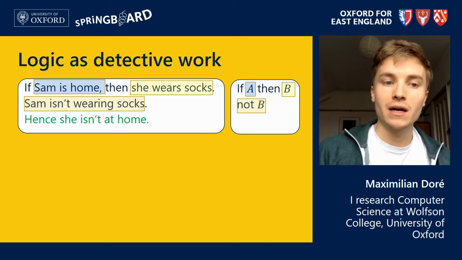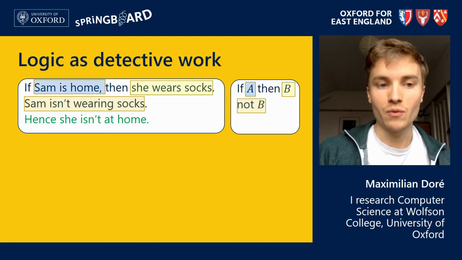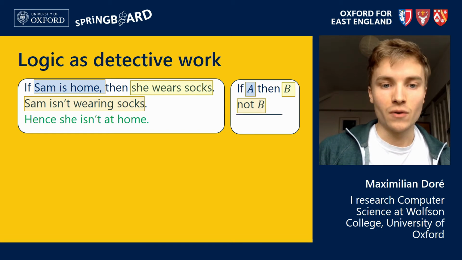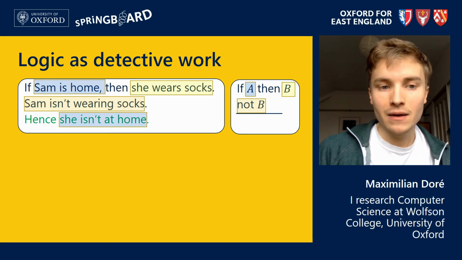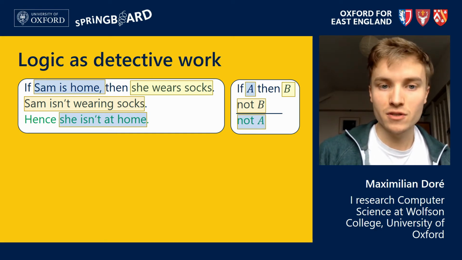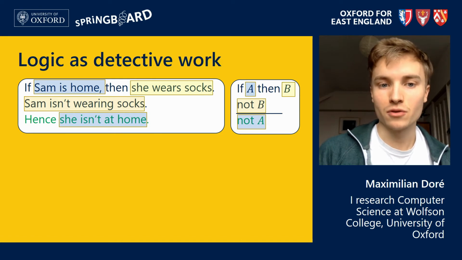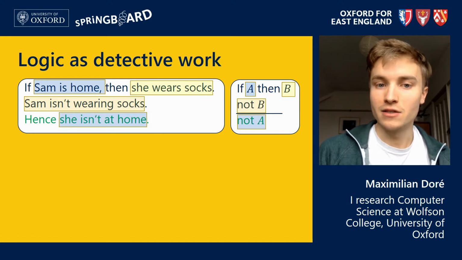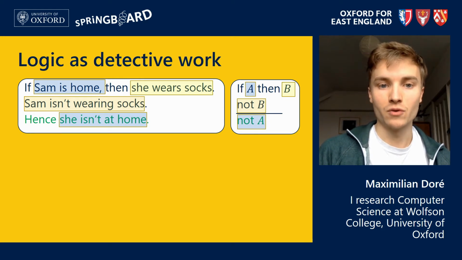And now we make our conclusion in our argument. Now we say hence. So we denote this with this line here. That's a logical notation for an inference. And then we say the opposite of Sam is home is true. So not A is true. And this logical structure of if A then B, not B, hence not A, is in general valid. So whenever we see an argument of this form, we know it's true.